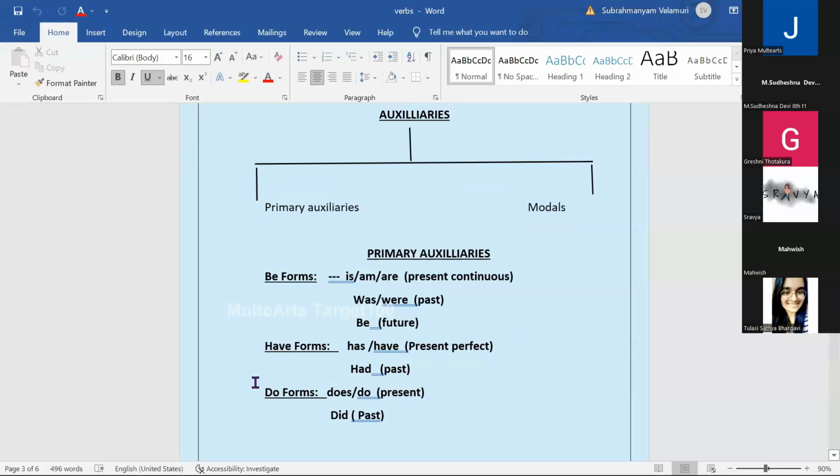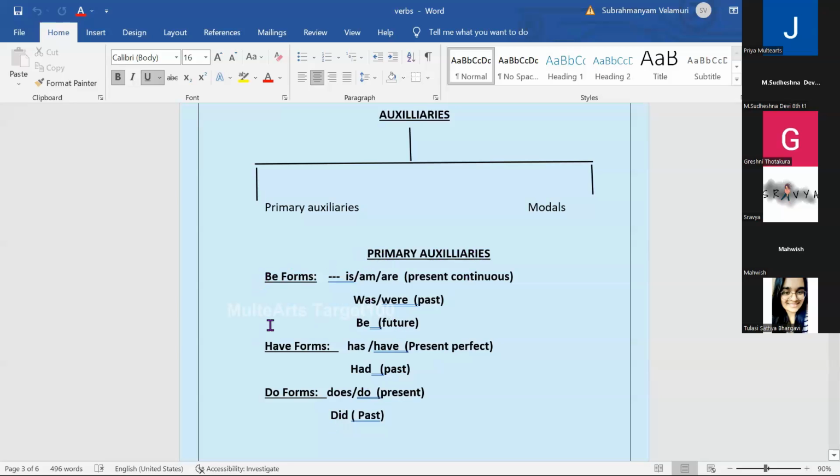Have forms are used in the perfect tenses, whether past, present or future. Has and have are used in present perfect. Had is used for past, whether the subject is singular or plural; we use only had. And do forms are generally used in the future: does and do in the present, and did in the past. Very rarely will you be using these. They will be helpful mostly when you do direct and indirect speech.